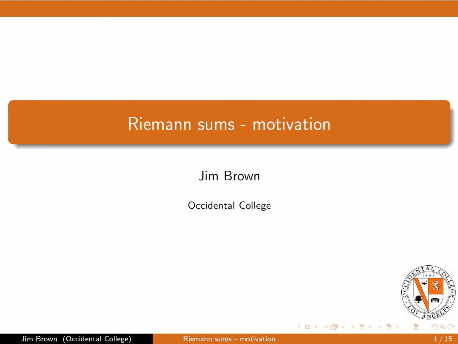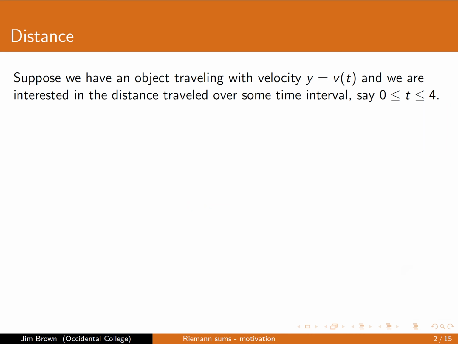Okay, so for this video, we're going to give some motivation for what we're going to be studying next, which are Riemann sums. So let's start with the problem here. Suppose we have some object traveling with velocity given by v of t, and we're interested in the distance traveled over some time interval. For our purposes, we'll just say between 0 and 4.